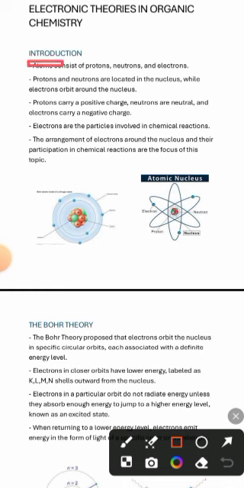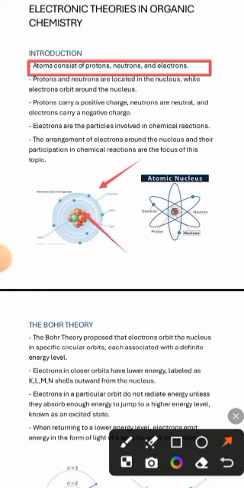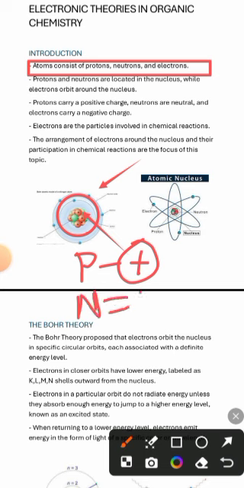Yes, we know that the atom is the building block of matter, and it consists of the proton, the neutron, and the electrons, with the proton and neutron located at the nucleus of the atom, while the electrons orbit around the nucleus. The protons carry positive charges, the neutrons carry neutral charge, no charge, and the electron carries the negative charge.